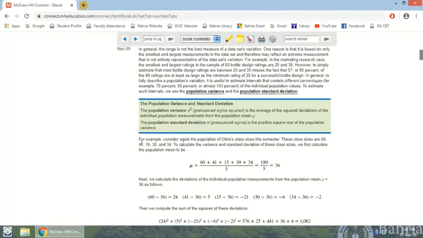So here they've given you another example of Chris's class size this semester. The class sizes are 60. Okay, so this is perhaps one class with 60 students, another class with 41 students, and then another with 15, 30, 34, and so on. So calculating the variance and standard deviation of these class sizes, because it could be a teacher teaching various classes, or it could be a student taking various courses where the class size is varied or different.